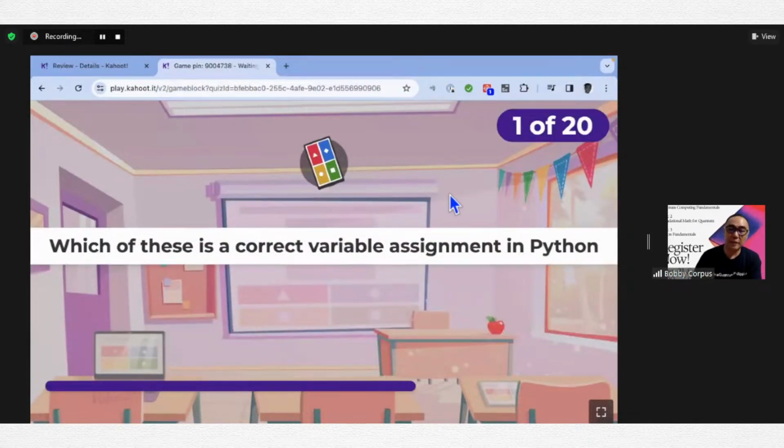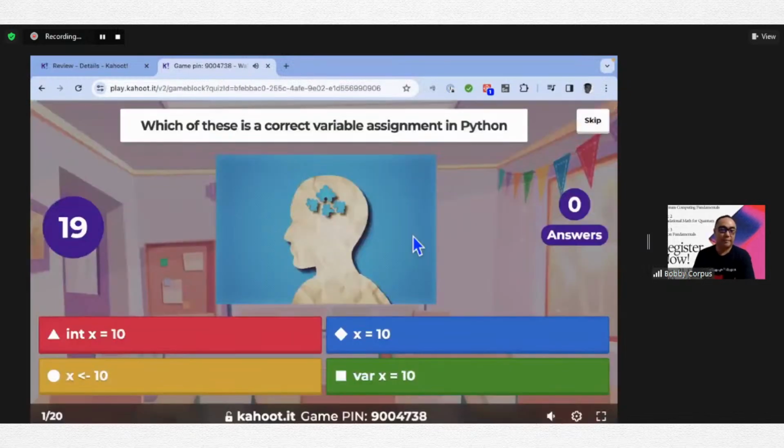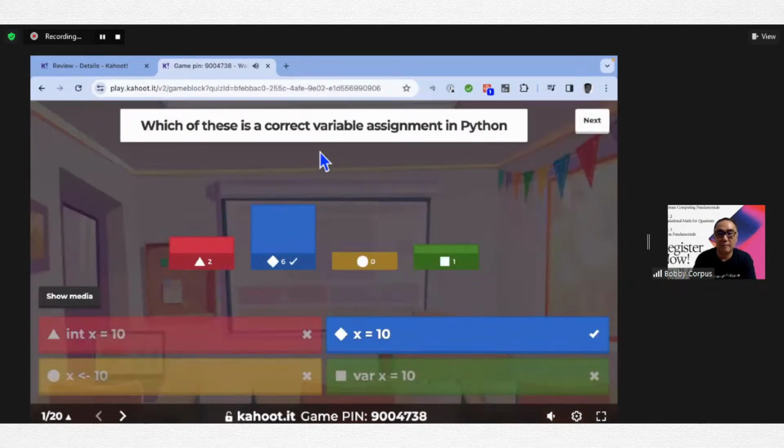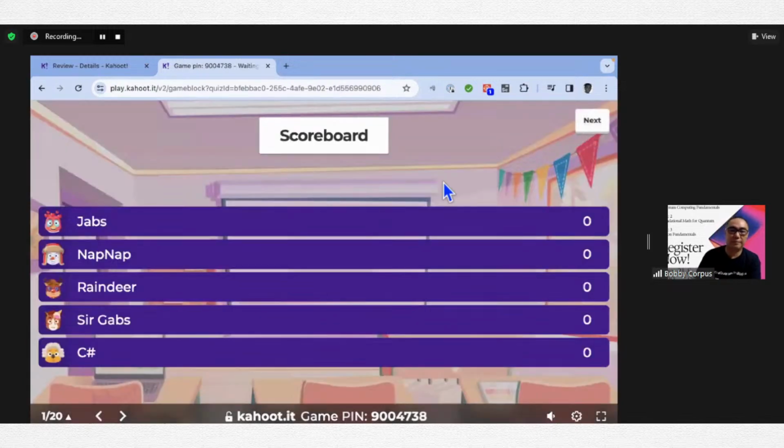Quiz. Which of these is the correct variable assignment in Python? Int x equals 10, x equals 10, bar x equals 10, x assign the value 10. Great, so maraming nakakuha. Okay. Very good, very good. Okay, next.